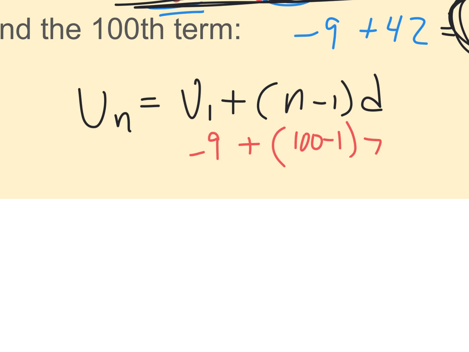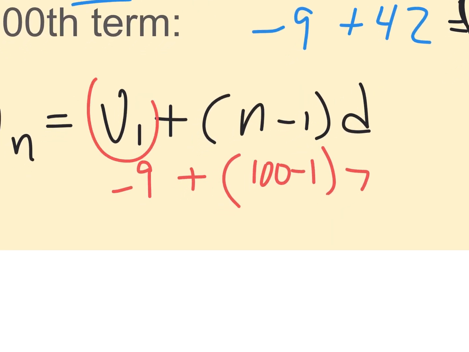Do you get these formulas? They're easy if you know what each thing is. U1 is the first term. n is what term we want. We want the 100th term, so that's 100, see? We do one less than that because you don't need to add it 100 times. You need to add it 99 times. And this is the thing you keep adding over and over again. So it's 99 times 7 minus 9.